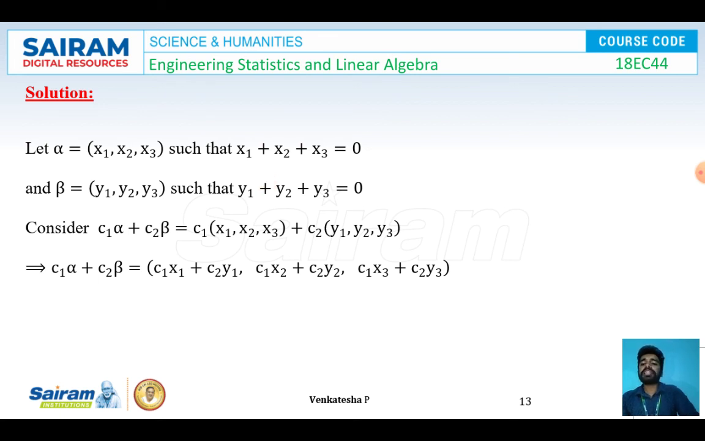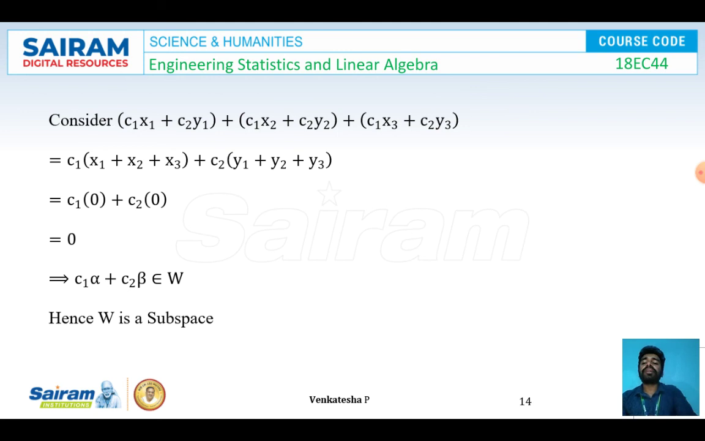I am going to consider C1 alpha plus C2 beta, that is C1 into (x1, x2, x3) plus C2 into (y1, y2, y3). By simplifying this, we got C1 alpha plus C2 beta is equal to (C1 x1 + C2 y1, C1 x2 + C2 y2, C1 x3 + C2 y3). So now to prove that C1 alpha plus C2 beta belongs to W, we have to represent this point in this form. So for that, I am going to consider C1 x1 plus C2 y1 plus C1 x2 plus C2 y2 plus C1 x3 plus C2 y3.